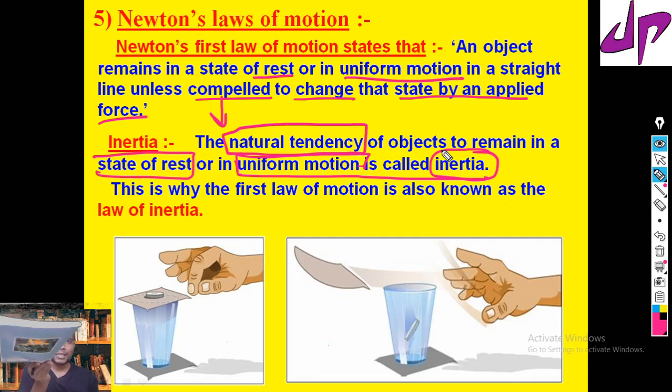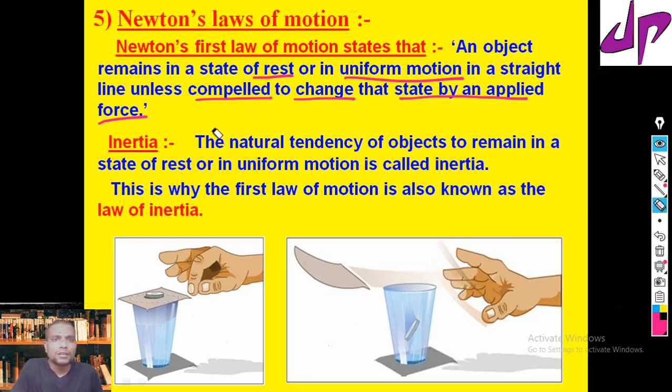If you take this book, you can keep it on the table. The book always wants to be in the state of rest. Why? Because of its own tendency. It wants to stay in the state of rest. That is what we are calling inertia. Or if an object is moving, it wants to move continuously. Why? Because it is its tendency, its nature. Moving is its nature. That nature is what we are calling inertia.